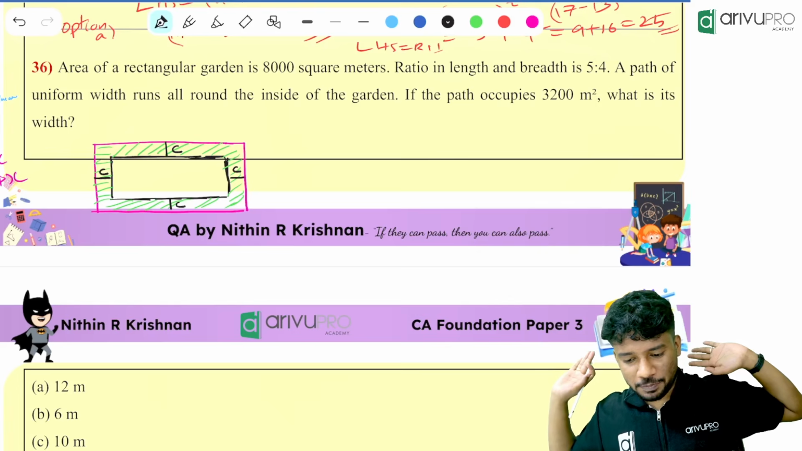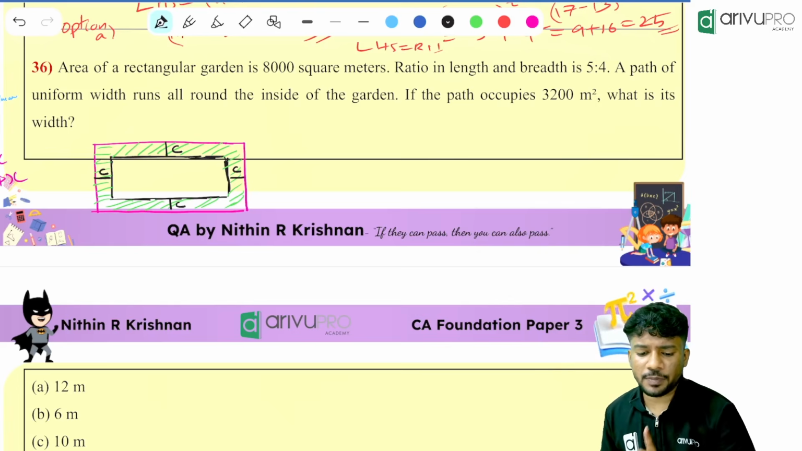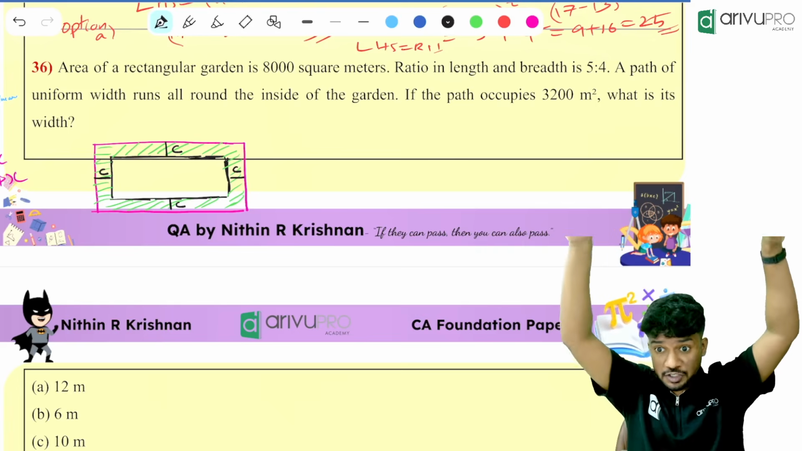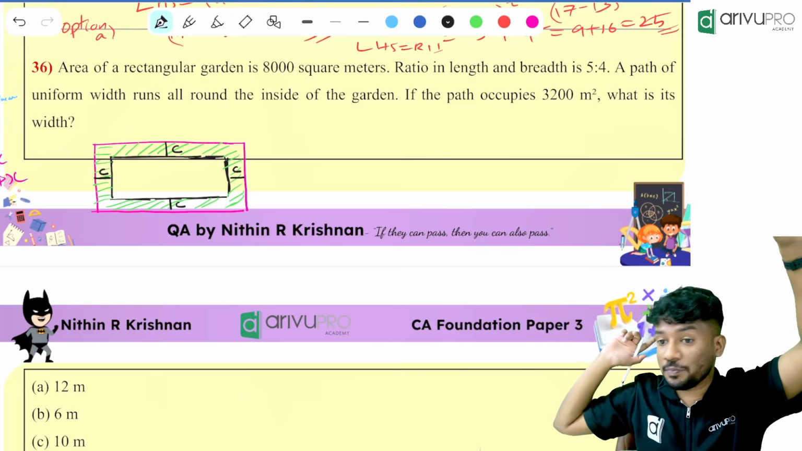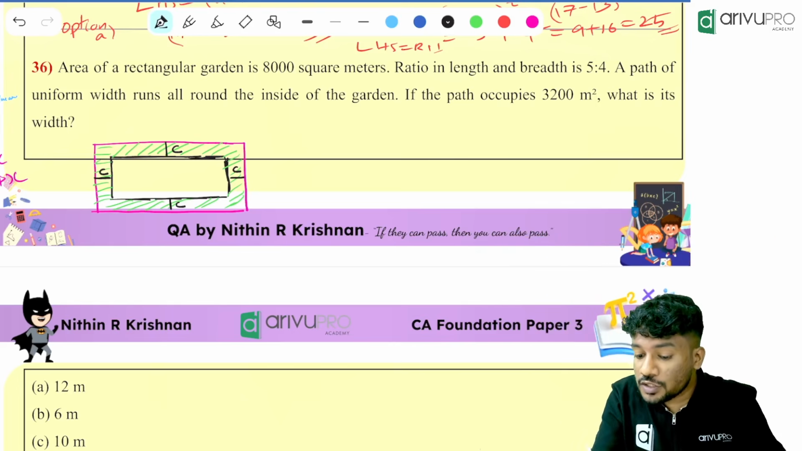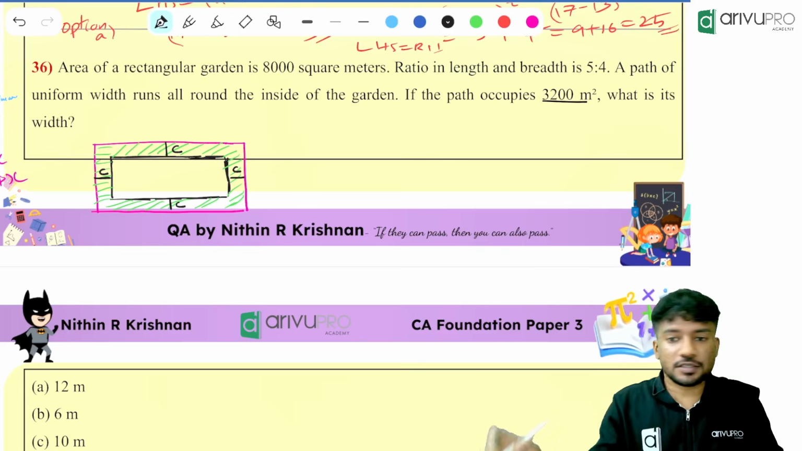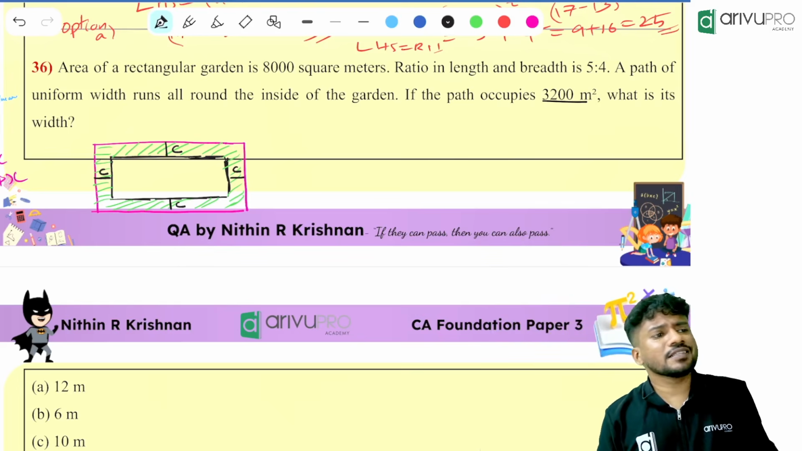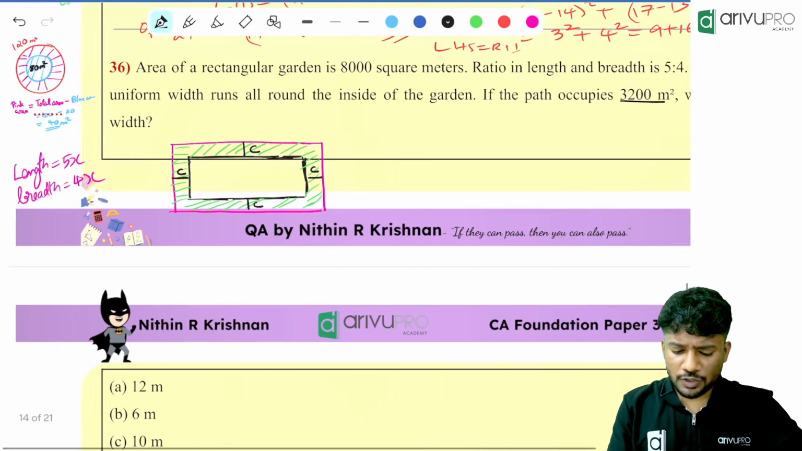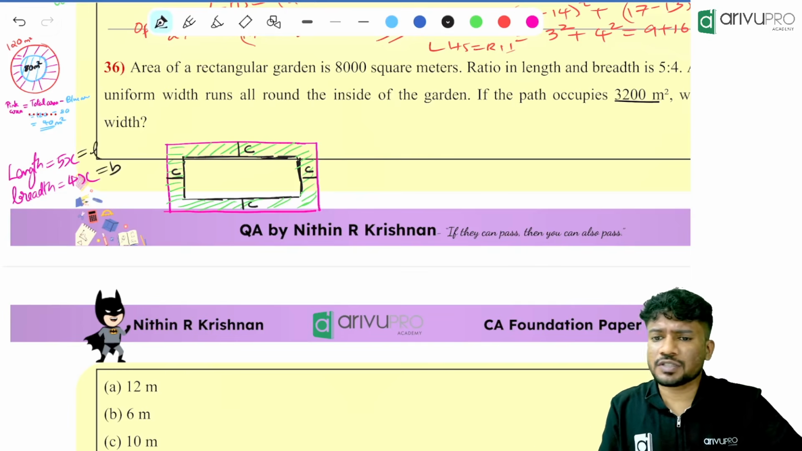Now what is given, people? If the path occupies 3,200 meters square, that means the area of the green path is 3,200 meters square. What is the width of the path is the question. We need to find the value of C. Now one thing I will ask you. I told you length, let it be 5x. I can also write it as L and B, right? Usually for a rectangle we use L and B.